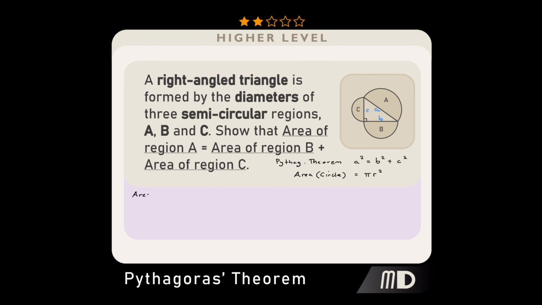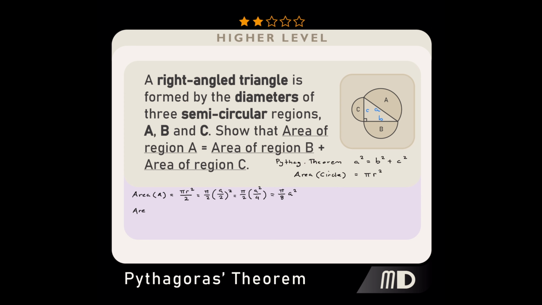The area of A is therefore half of pi r squared, where r is A divided by 2, so half of pi multiplied by A divided by 2 squared, which simplifies to half of pi multiplied by A squared divided by 4, which is equal to pi divided by 8 multiplied by A squared.